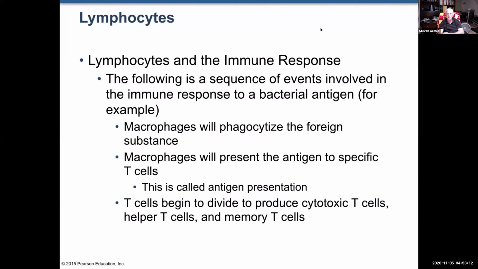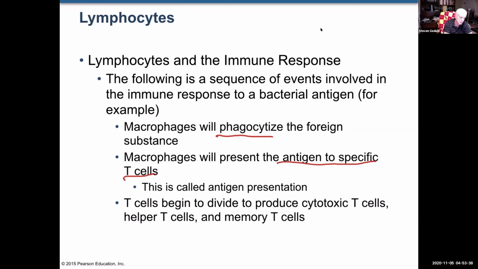The following sequence of events involves the immune response to a bacterial antigen. If you have bacterial antigen in your bloodstream, macrophages will phagocytize the foreign substance. They'll eat it. They'll destroy it. Or they'll present the antigen to specific T cells. The B cells will mark it, and tell you, look, this is foreign, and give it to a T cell. The T cell will then look at it and destroy it. So the macrophage will present the antigen to specific T cells.